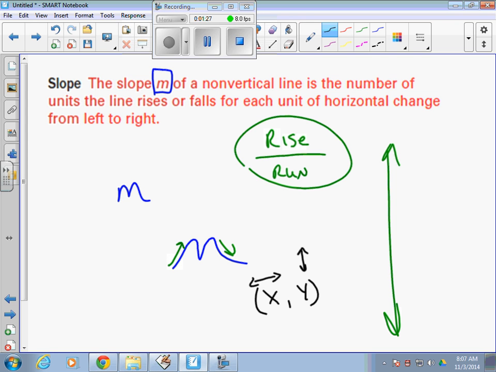Notice how rise over run works. The top number is the rise. That is your Y change. That's how much it's going to go up or down. And the run is your X change. That's how much it's going to go left or right. So it's how much it goes up and down over how much it goes left or right.